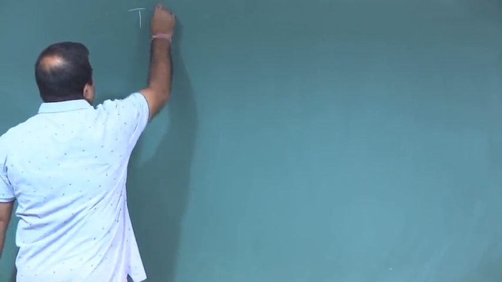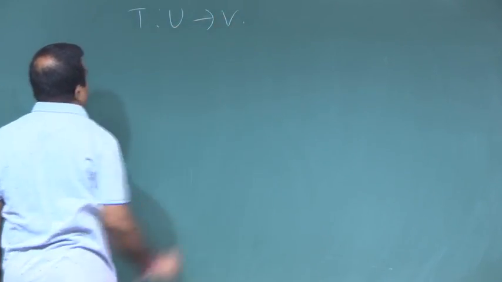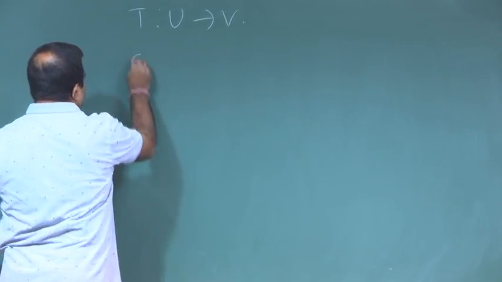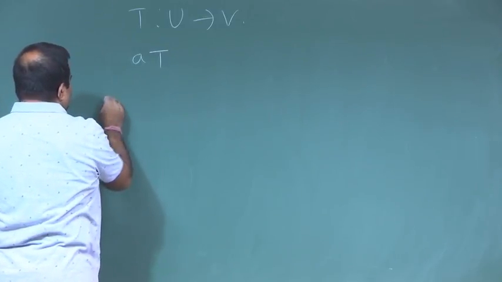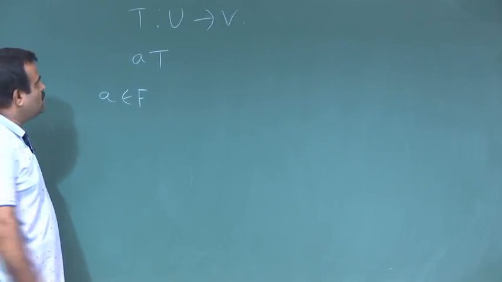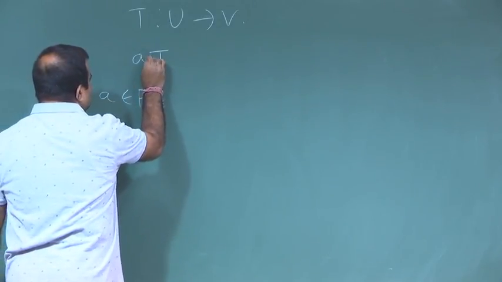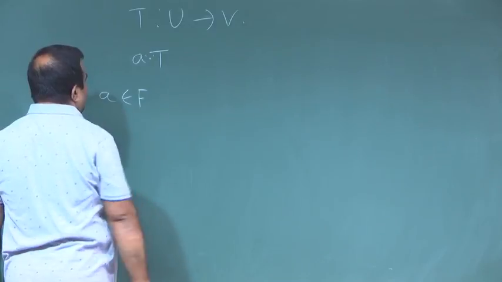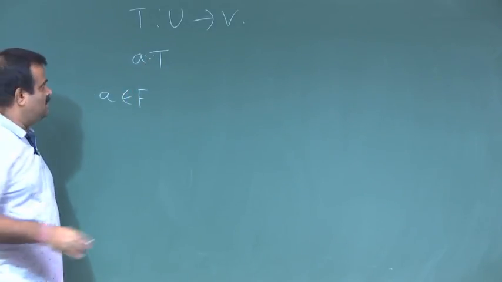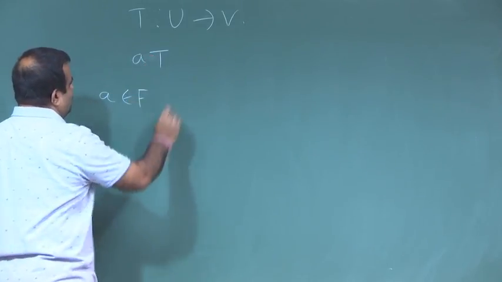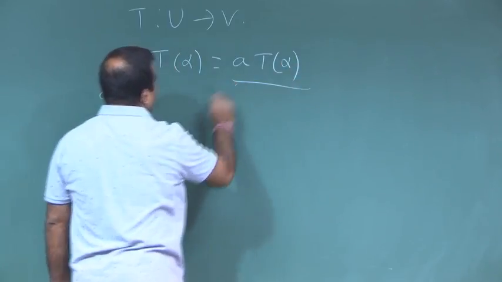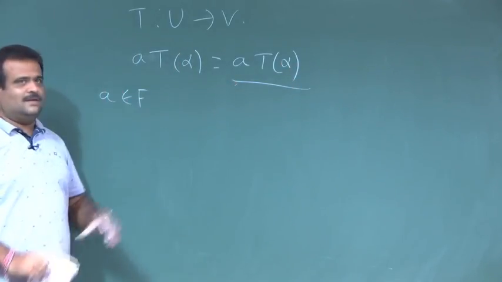So, we take a linear transformation T from U to V. Now, we define the scalar multiple aT, where a comes from the scalar field. How to define this? This is some sort of scalar multiplication, but for simplicity we are just writing aT. So, aT of alpha is basically a times T of alpha. This is how we define aT.